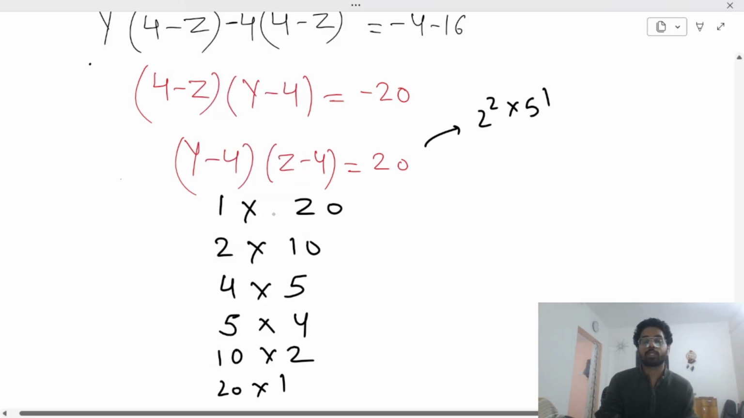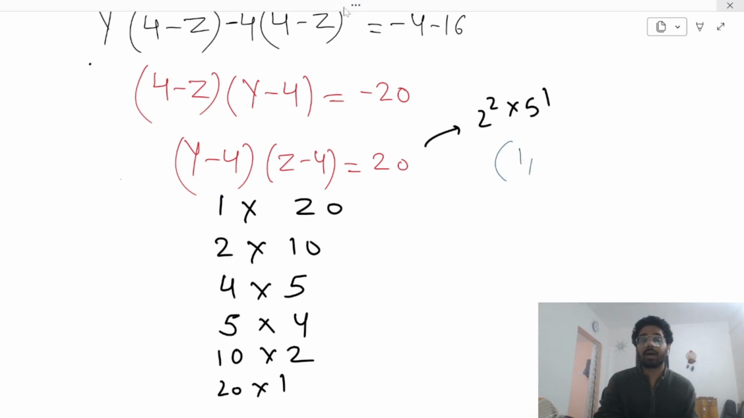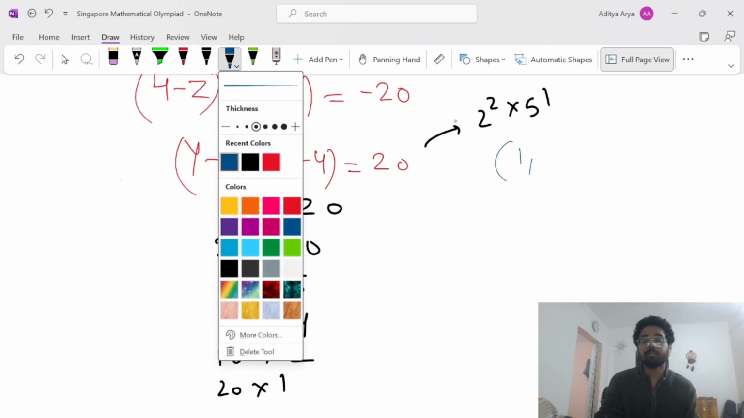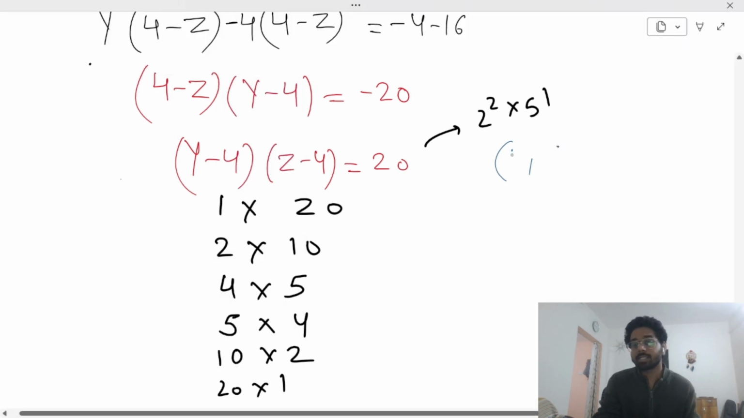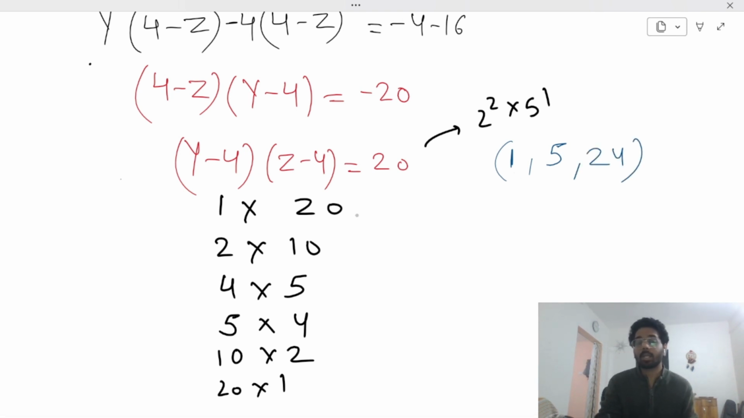This is what we have to make sure. So if y minus 4 is 1, we will have y equals 5. So we are getting one pair: x equals 1, y equals 5, and z equals 24. Okay, so this pair is justified.